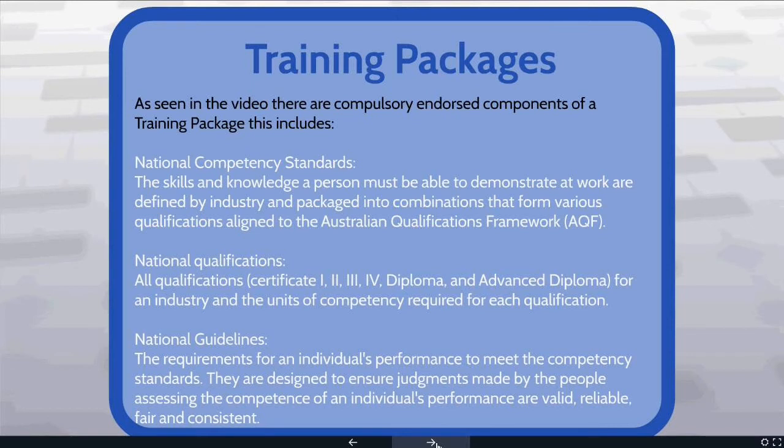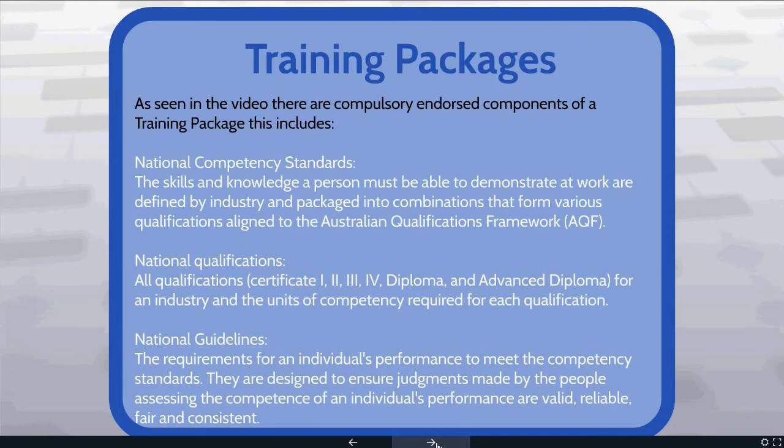Alrighty, now a little bit more of the nitty-gritty stuff, guys. And like I said, I recommend you go back to the video because that will help. So as seen in the video, there are compulsory endorsed components of a training package. So what that means is this: these training packages have two components. They have endorsed components and non-endorsed components. These endorsed components, which won't make a whole sense right now, are things that can't be changed. They are the absolute benchmark to how these training packages and qualifications are put together.